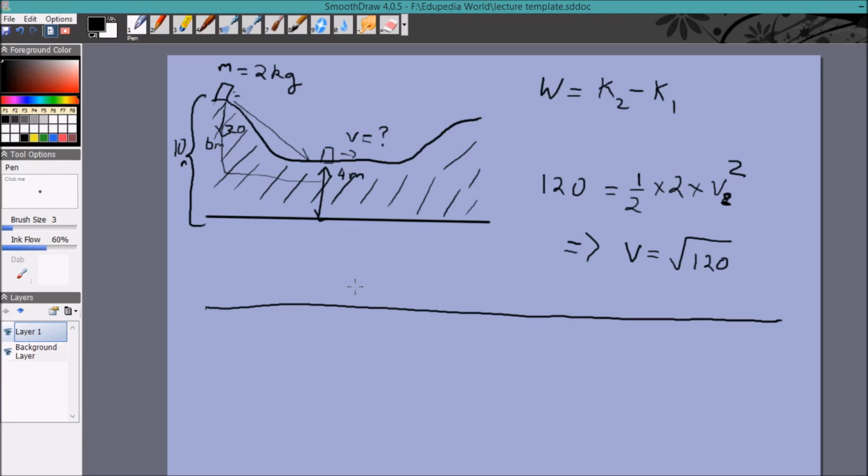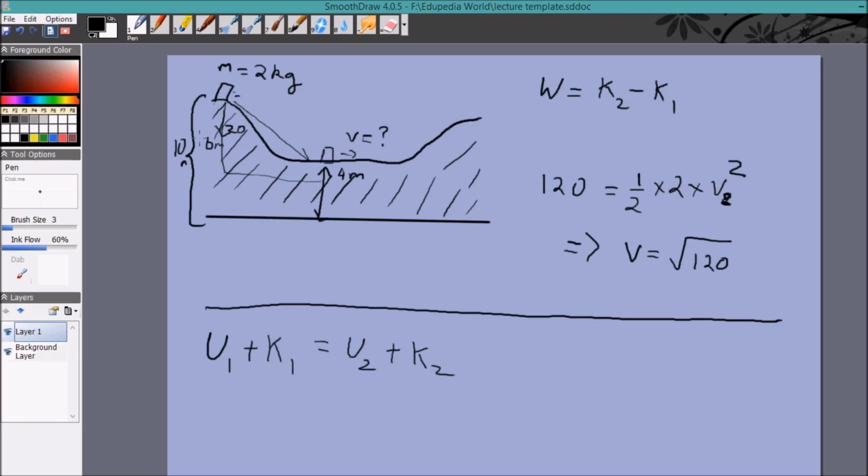Now again the terminology is very important. The work done on this single particle is not 0. It is 120 joules. But the work done on the combined system by external forces is 0. So in that case, the total mechanical energy will remain conserved. So I can say U1 plus K1 will be equal to U2 plus K2.